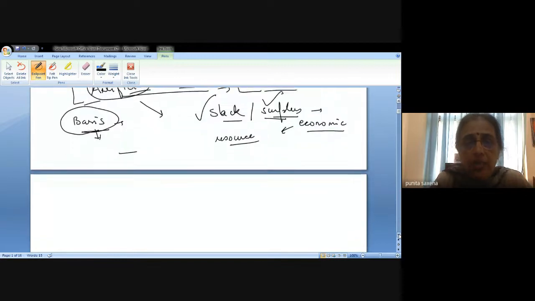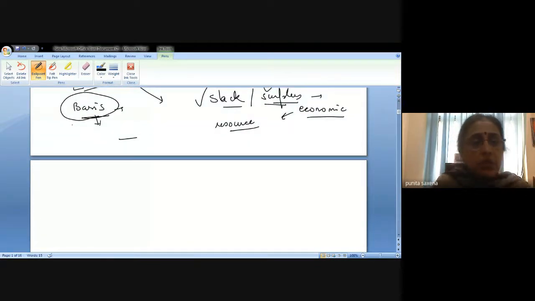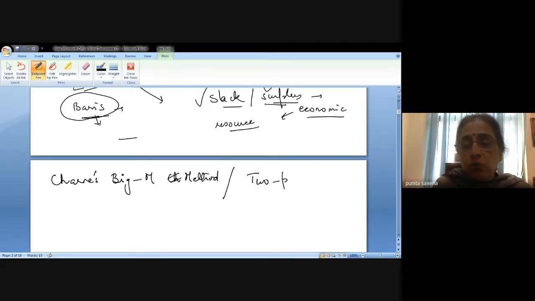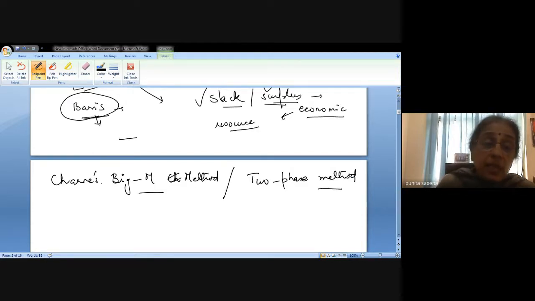One is also called the Charnes Big M method, because it was given by Charnes, so that's why it's still called the Charnes Big M method. And the other method is your two-phase method. So these are the two methods on the basis of which we handle artificial variables. Even if Charnes gave this technique, he gave it only for artificial variables, right?